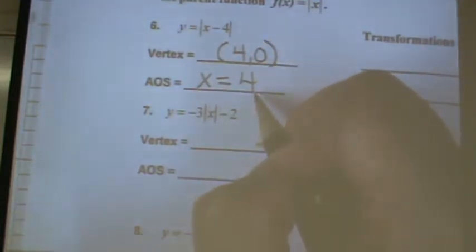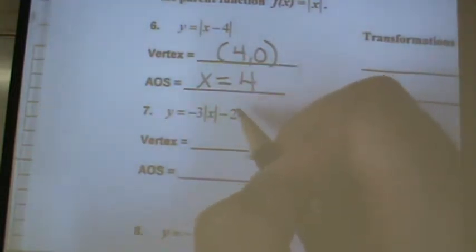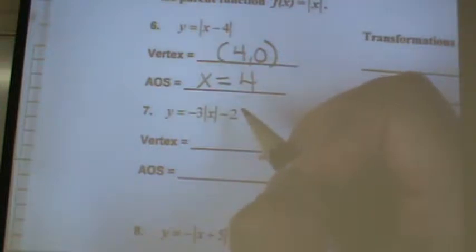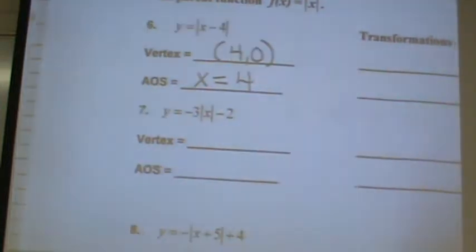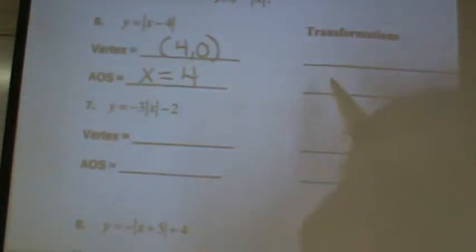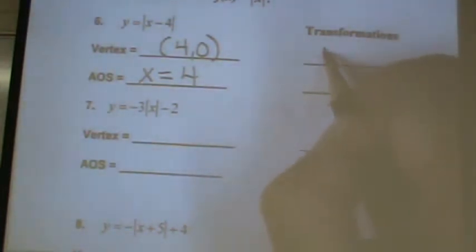So for the axis of symmetry, if you just write 4, it's not a complete sentence. What are the transformations? I just want them in words. Right 4.